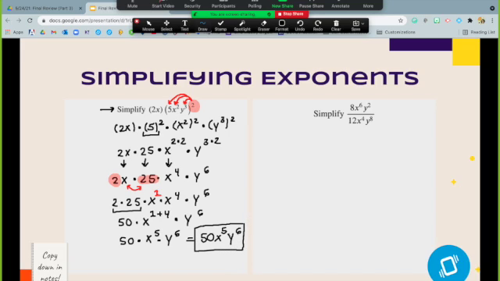Okay. The next problem is asking us to simplify 8x to the power 6 times y times y to the power 2, divided by 12x to the power of 4 times y to the power of 8. So before I do anything, the easiest way to deal with this is to separate everything with a multiplication sign. When I separate it, I can see what I can combine together a little bit easier.